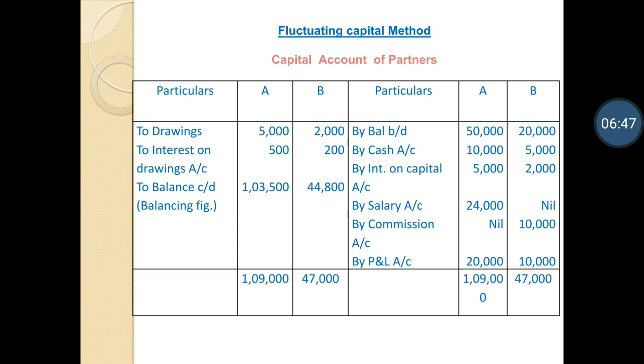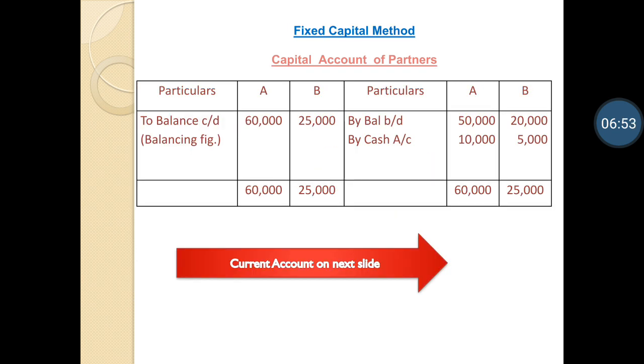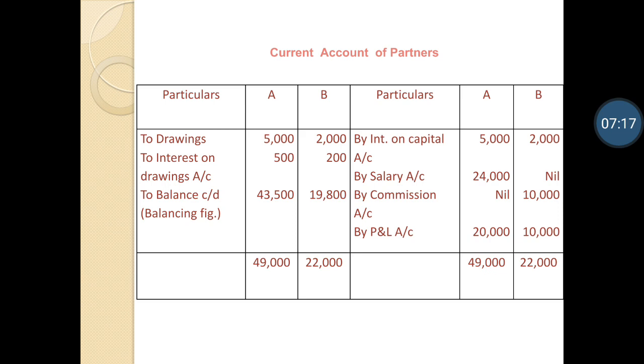Let's see how the fixed capital method will show the capital account. As we have discussed, it will have a maximum of 4 items. See on the credit side, the opening figure. Again on the credit side itself, by cash, this is additional capital contributed. There is no capital withdrawn, so the closing figure is calculated. Here we have by balance brought down and additional capital on the credit side, and on the debit side the balancing figure. With respect to the current account, all other things are recorded, that is interest, salary, commission, and share of profit. On the debit side, drawings and interest on drawings.